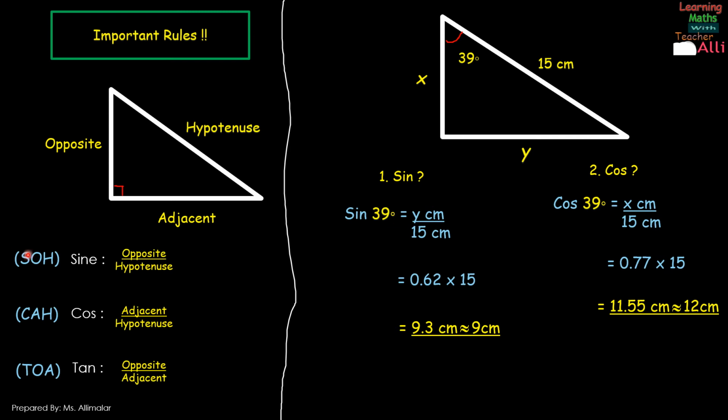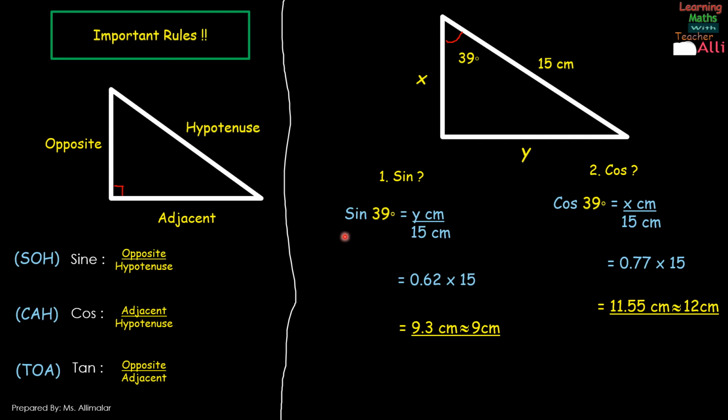Look at the formula of the sine again. Opposite over hypotenuse. So if you're standing here, the opposite is y. You already put y here. Over hypotenuse. What is your hypotenuse? 15. So y over 15. See? y cm over 15 cm. Okay. Now, how do you get 0.62? We suddenly got 0.62. Uh-oh. How do you get that?